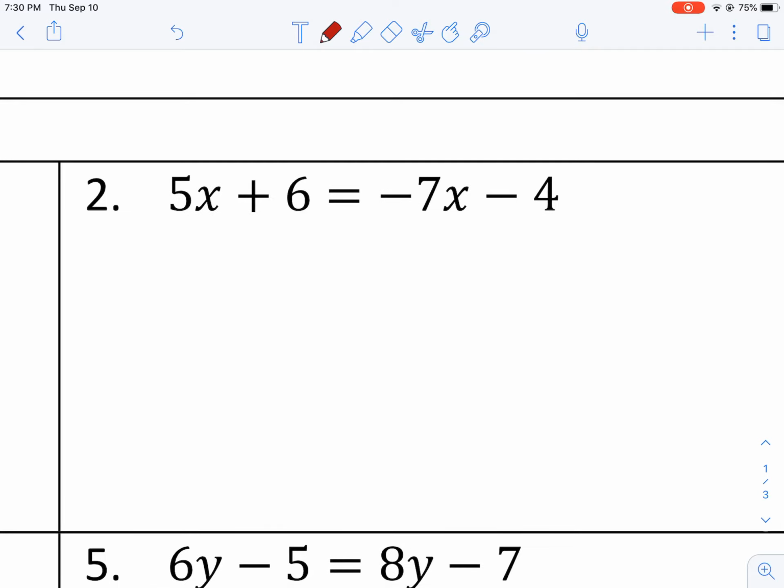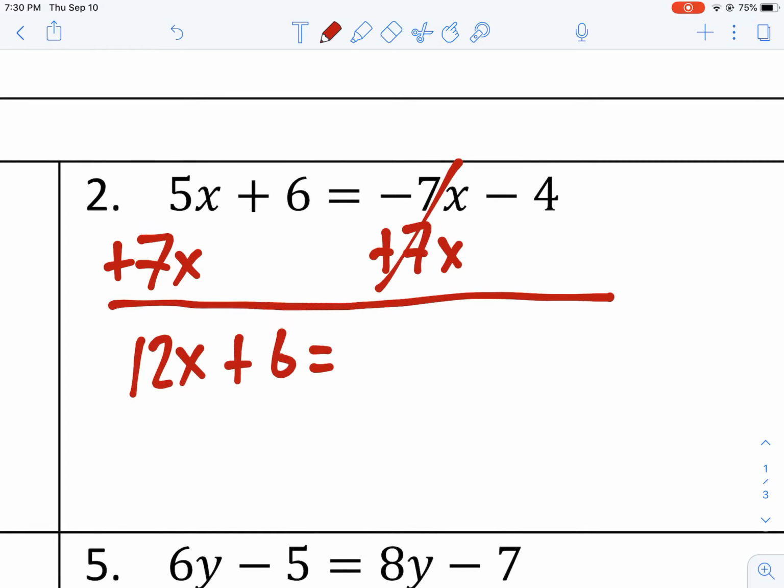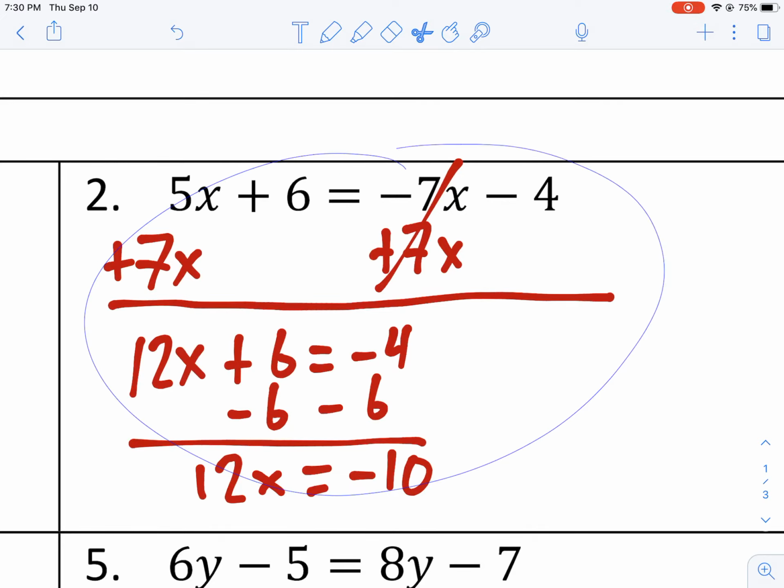Number 2, we have an x on both sides. When there's an x on both sides, I like to cancel out the smallest x, which in this case would be the negative number rather than the positive. That way we will have a positive x over here, 12x. So we've got 12x plus 6 equals negative 4. Now we can start solving. Subtract by 6. 12x equals negative 10. It looks like this is going to be a fraction.